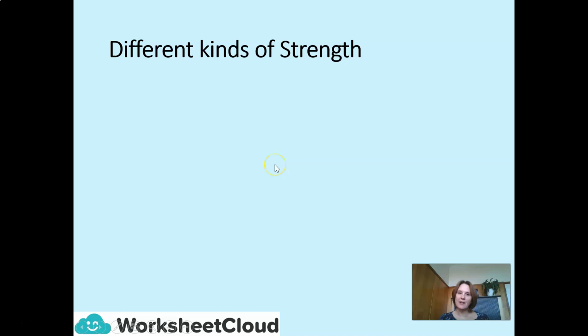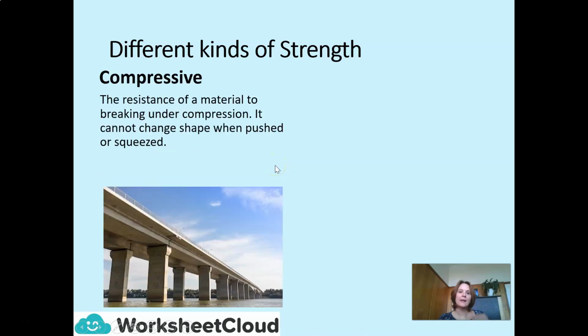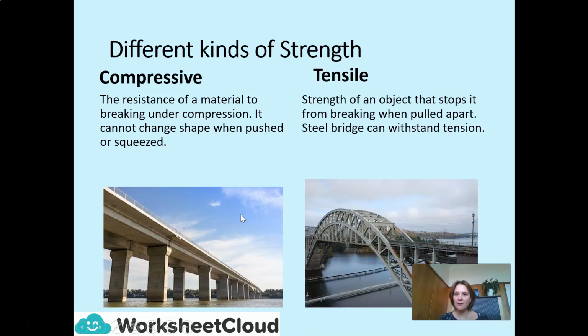Let's take a look at the different kinds of strength. First of all, we get compressive strength. Now, compressive strength is the resistance of a material to breaking under compression. It cannot change shape when pushed or squeezed. And a very good example here is a concrete bridge. It has compressive strength. Tensile strength is the strength of an object that stops it from breaking when pulled apart. And a very good example over here you can see is a steel bridge. It can withstand tension.